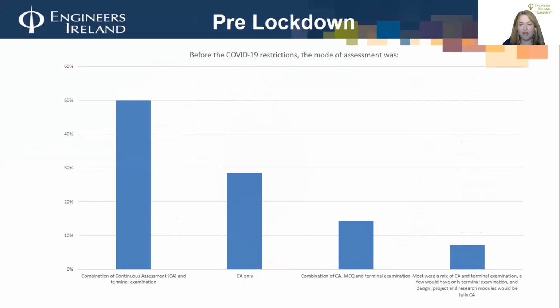Pre-lockdown, educators responded in terms of the modes of assessment that the most commonly used, about 50%, was a combination of continuous assessment and terminal exam. So that again is just representative of the sample, not necessarily how it works across the entire country. It was only really what we could get at the time.